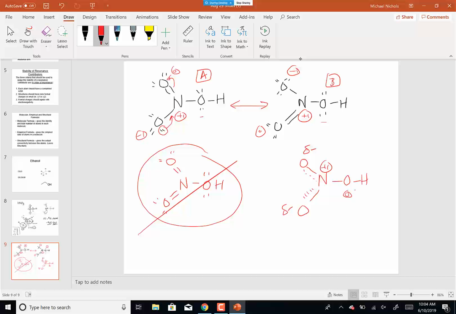Physically, what does that mean? That means that bond is somewhere between a single and a double bond in length. Single bonds are longer than double bonds, which are longer than triple bonds. So that NO bond is going to be somewhere between a long single bond and a shorter double bond. And that's physically how we would know that that's what the true structure is, that those bond lengths would be exactly the same. So that's how we write the structure of the resonance hybrid. And that's the true structure.